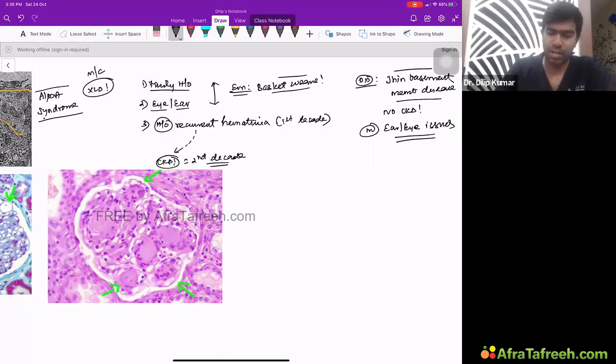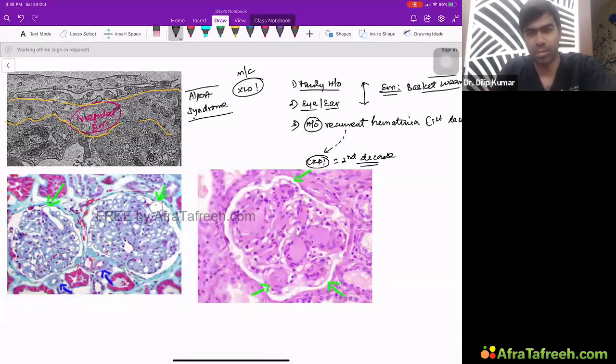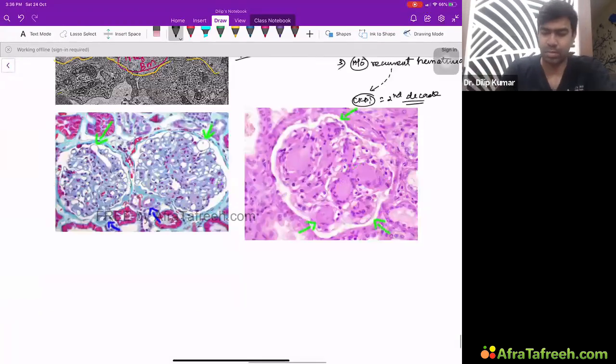So strong family history, eye problem, ear problem, think about Alport syndrome in exam. So this is how you diagnose. Electron microscopy, irregular base membrane, and probably that basket weave pattern that you need to know. So treatment of choice for Alport syndrome is typically transplant only. There's nothing else that you can do.